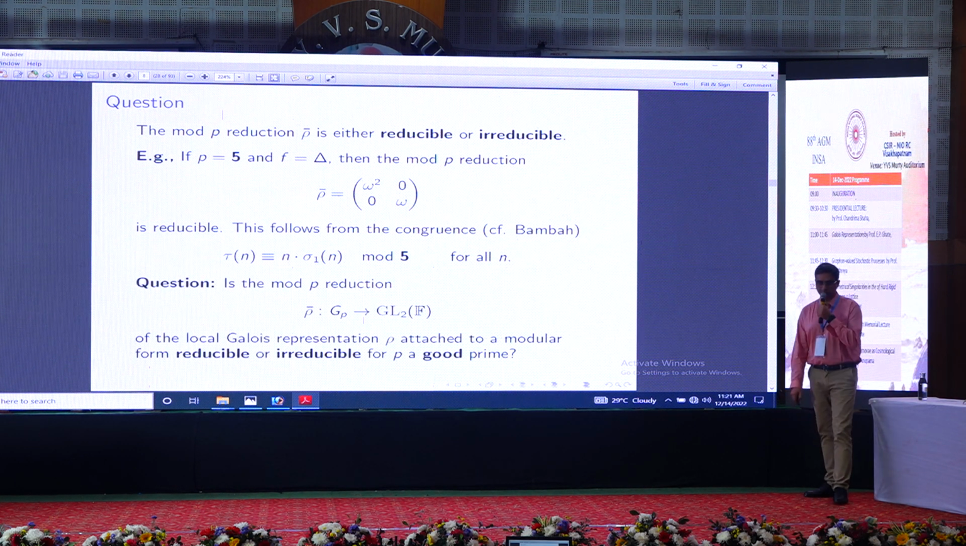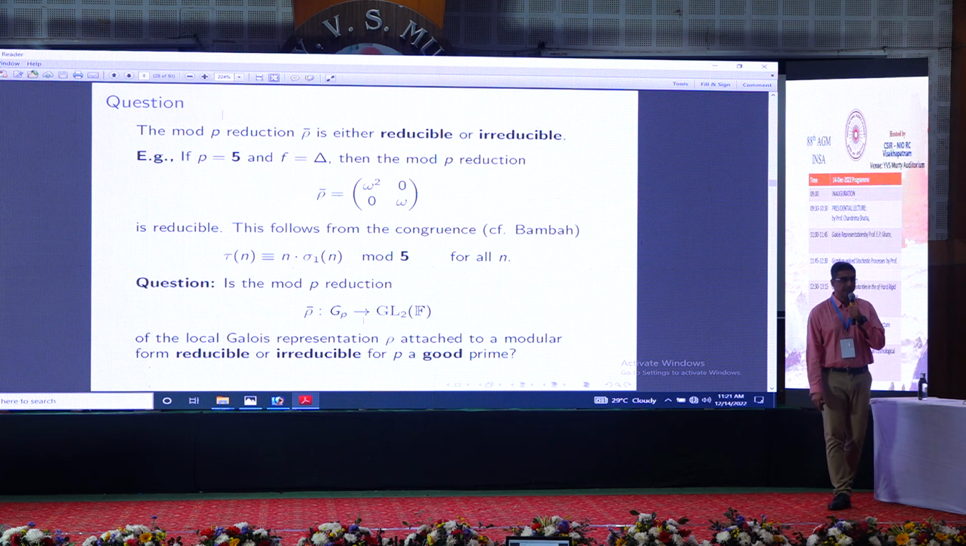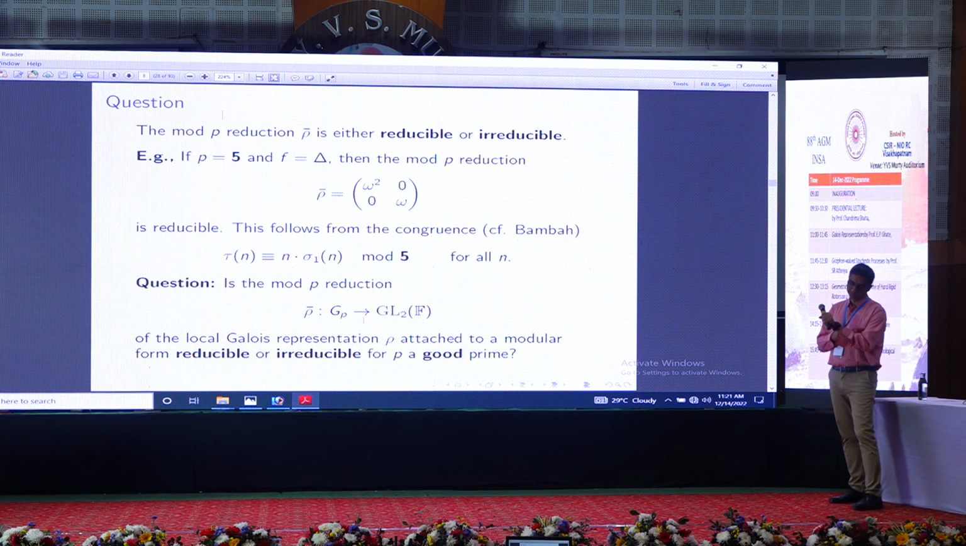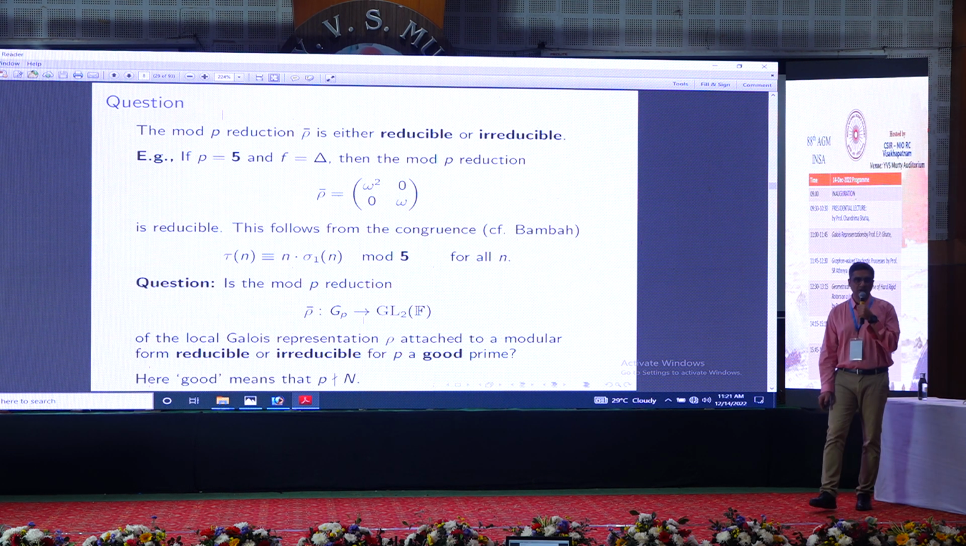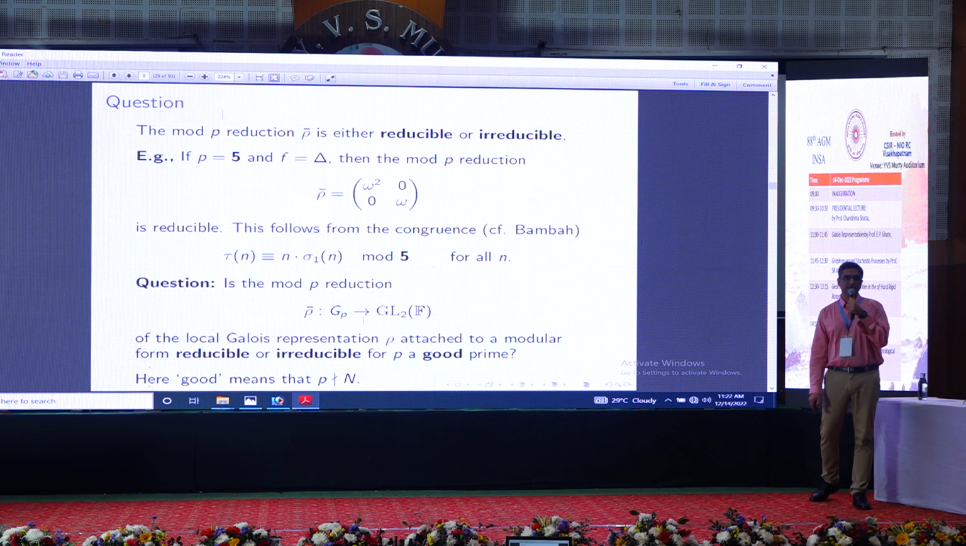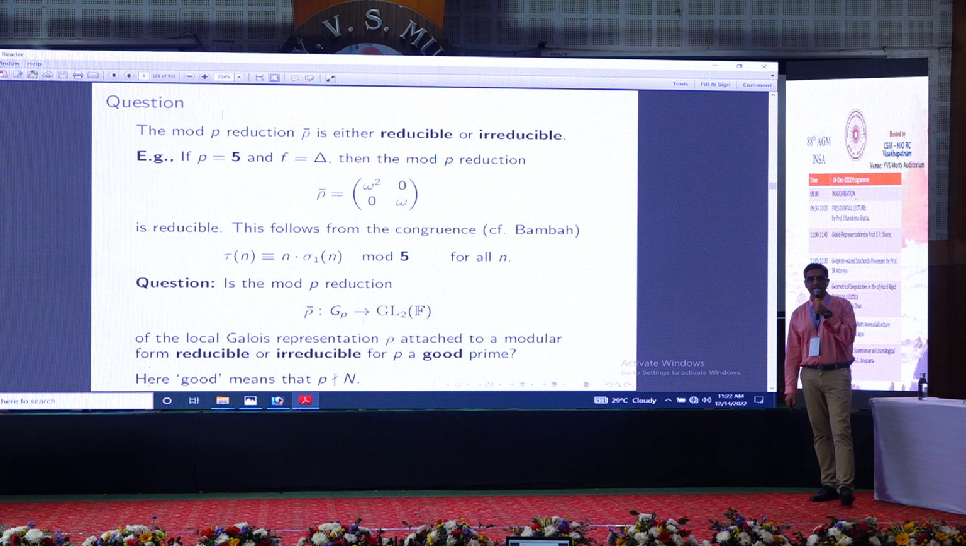So just to reiterate, that's the question. Is the Galois representation reducible or irreducible? And here I'm saying for p a good prime number. What does good mean? Well, the level was 1 there, so all primes were good. But sometimes there's a level, and so you want your prime to be away from this integer N. You want p not to divide N. So good primes have nothing to do with the level of the modular form.